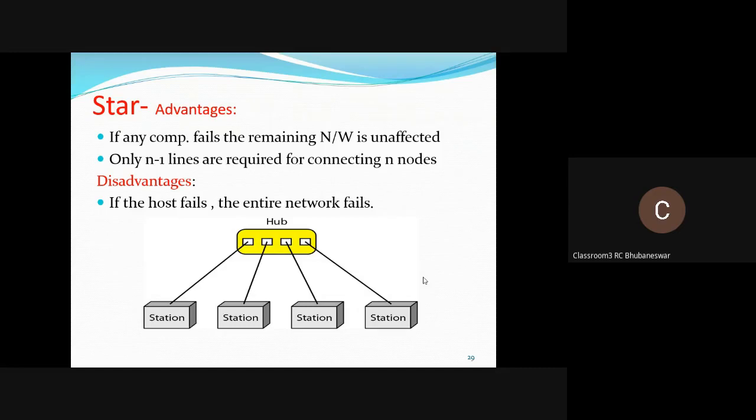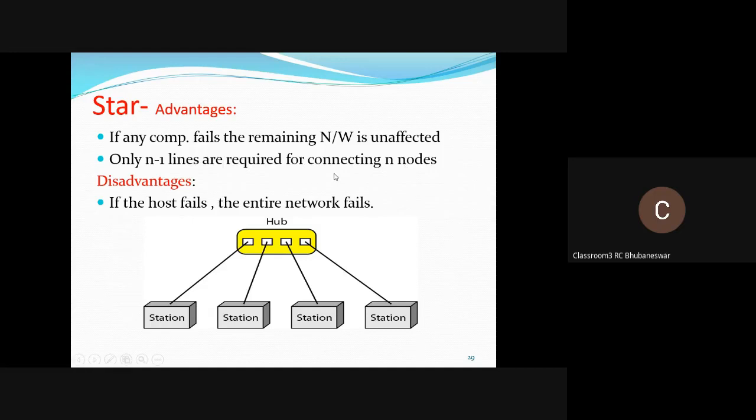Look here. If any computer fails, the remaining network is unaffected. No doubt, एक कंप्यूटर काम नहीं कर रहा है. हॉस्टल में एक लड़के का कंप्यूटर काम नहीं कर रहा है, the network will not be affected. How many lines are there? देखो जितना डिवाइस रहेगा, this is 1 2 3 4 and this is the switch, 5. Actually there are 5 networking devices. If there are 5 networking devices, how many cables do you need? 4 cables. Actually for that purpose we say only n-1 lines are required for connecting n nodes. जब भी देखोगे 6 मशीन जोड़ोगे तो 5 केबल का जरूरत होगा. If you are adding 10 machines, then 9 cables are required.